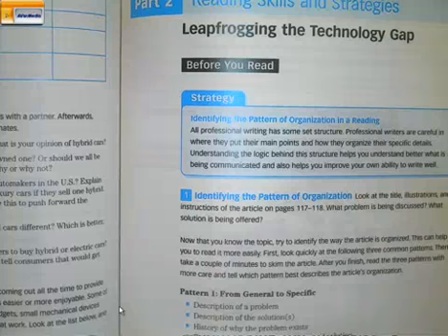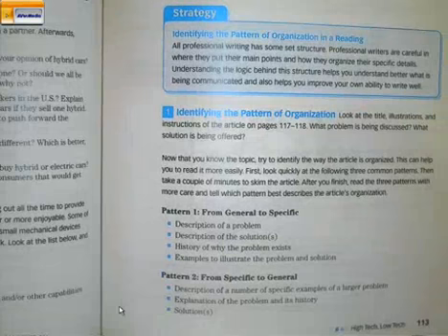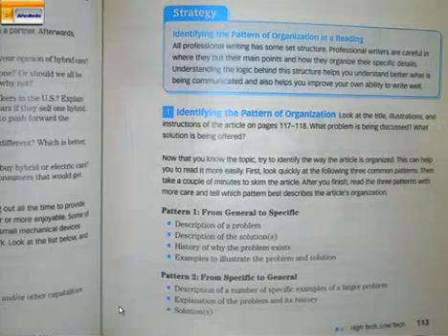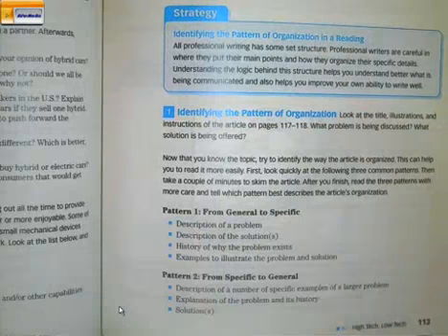So let's start with the first strategy here, identifying the pattern of organization in a reading. Well, in every reading there is a certain pattern or a certain structure of the reading. We have here 2 patterns. Pattern 1, from general to specific. Pattern 2, from specific to general.